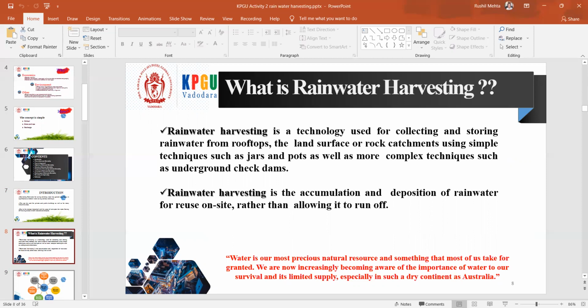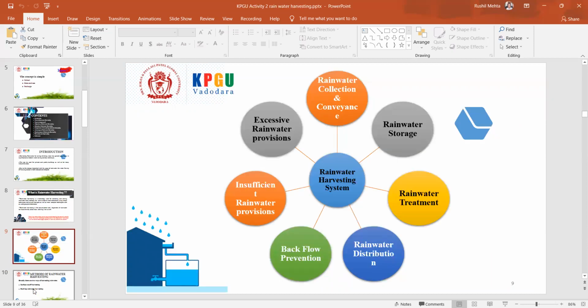You know, in earlier days we were just putting out some equipment in which we could collect the rainwater. Now we have to go technically to a higher level to actually collect it in great quantity. Rainwater harvesting is the accumulation and deposition of rainwater for reuse on site rather than allowing it to run off. Water is our precious natural resource and something that most of us take for granted. We are now increasingly becoming aware of the importance of water to our survival and its limited quantity. So we all need to know how to save fresh water.